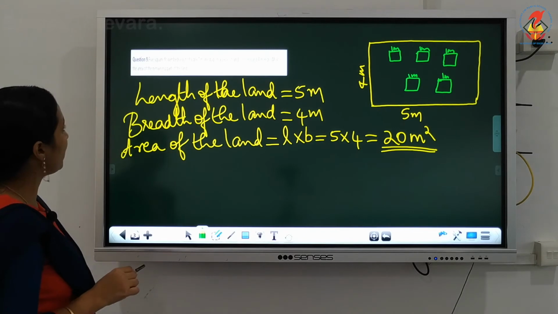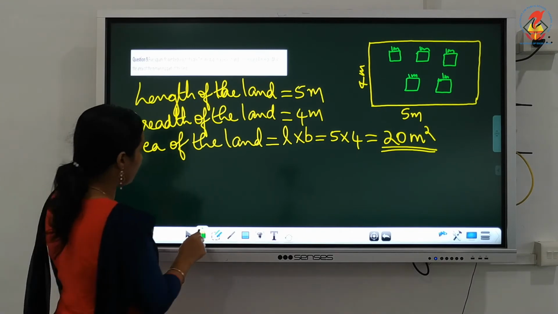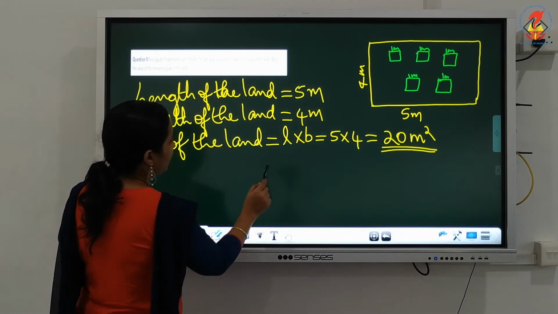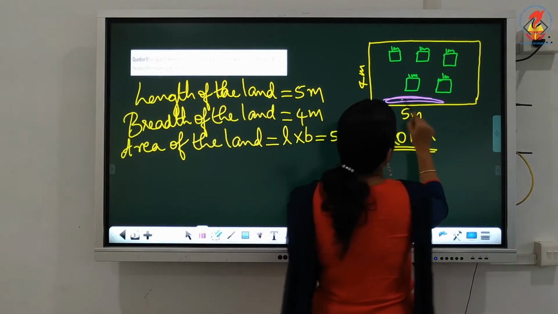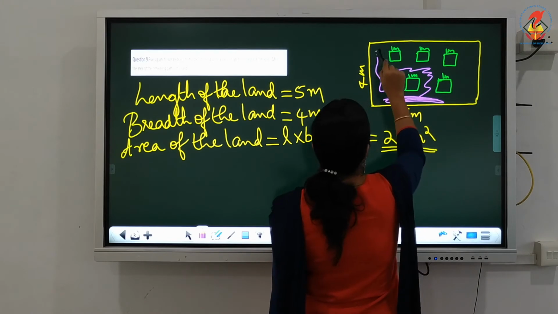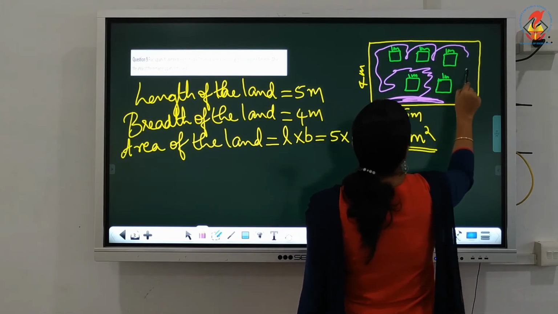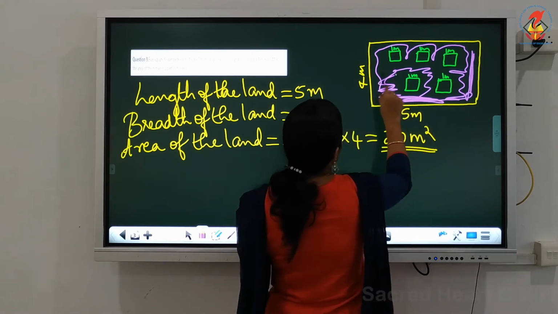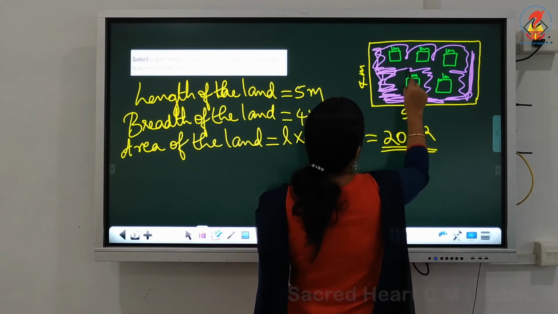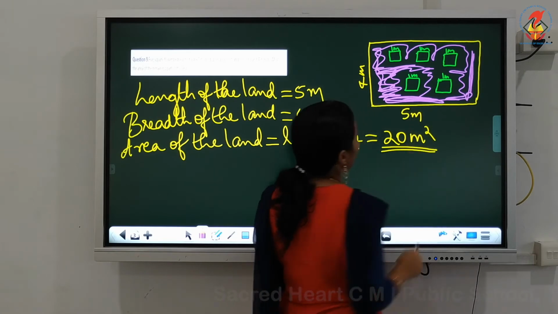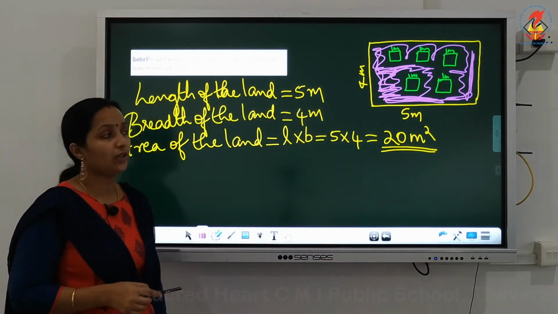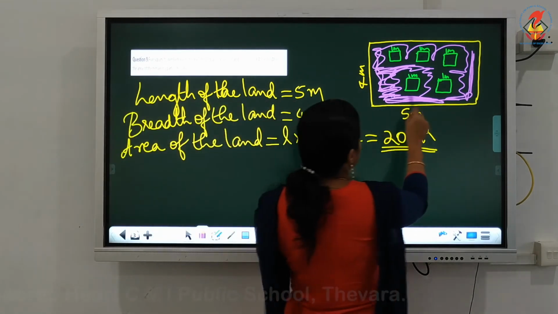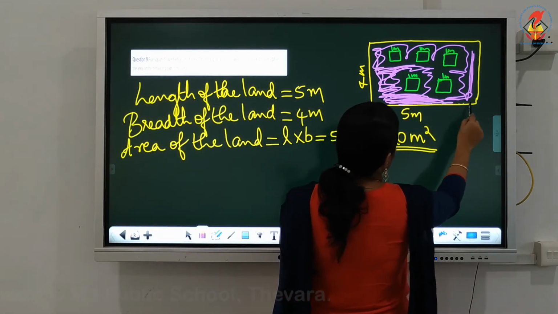We have to find the area of the remaining part of the land. That means we have to find the area of this remaining part. Okay, so how will we find? We know the area of the land, and if you find the area of the 5 square flower beds and do the subtraction, you will get the area of this remaining part of the land.